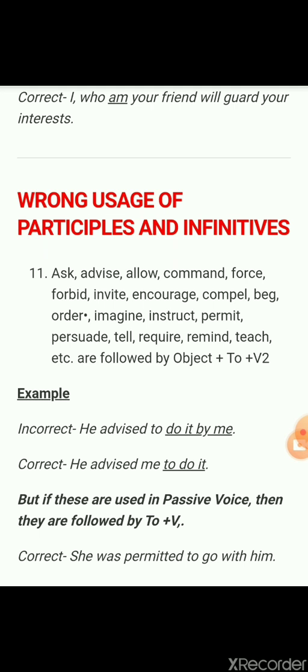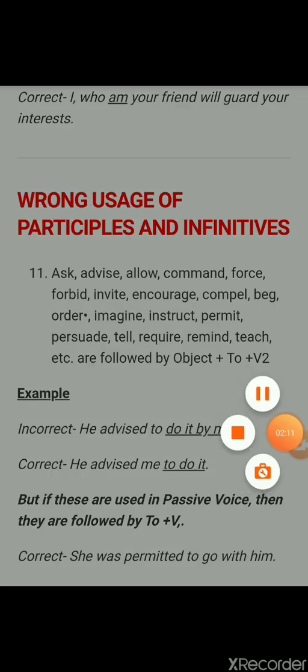But if these are used in the passive voice, then they are followed by to plus verb. So, she was permitted to go. She was permitted to go with him. When it is in the passive voice, then to go, directly to go.